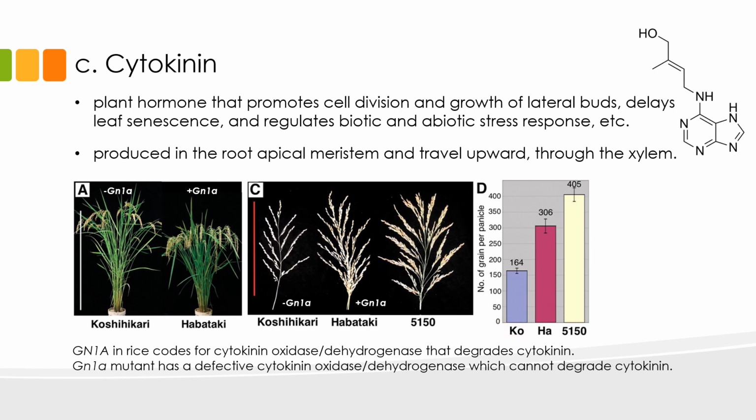Now, the ability of habataki to produce more than double the yield of koshikari is because of a mutation in its GN1A gene. GN1A in rice codes for cytokinin oxidase dehydrogenase that degrades cytokinin. Habataki has a defective GN1A, which means it cannot degrade cytokinin. If it cannot degrade cytokinin, then cytokinin accumulates in the plant, resulting in the higher grain number.